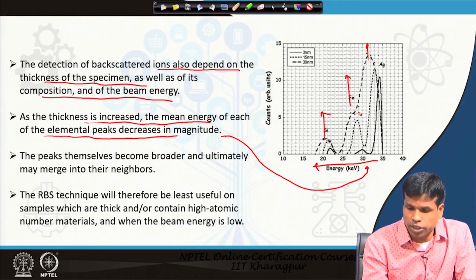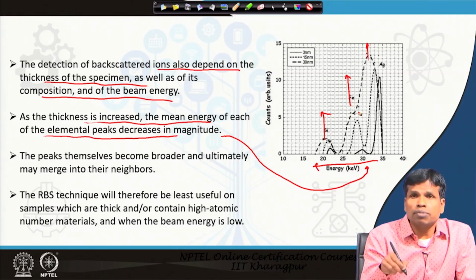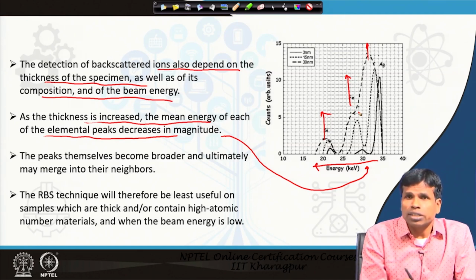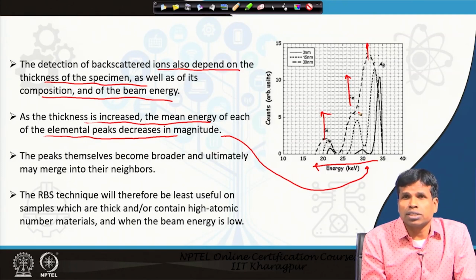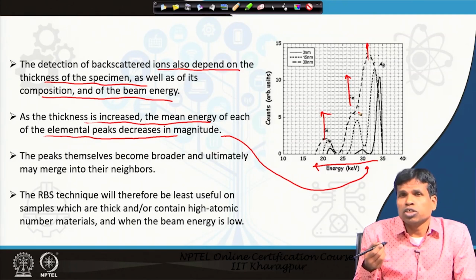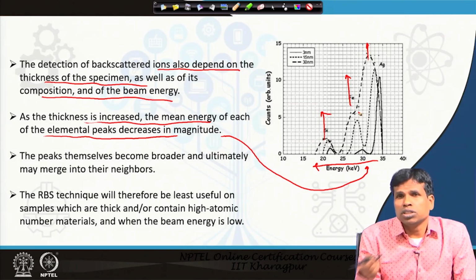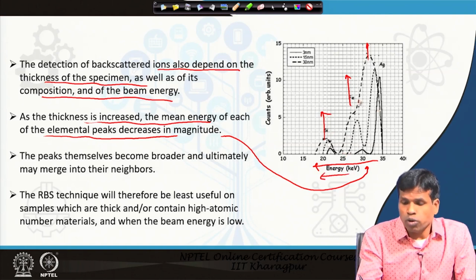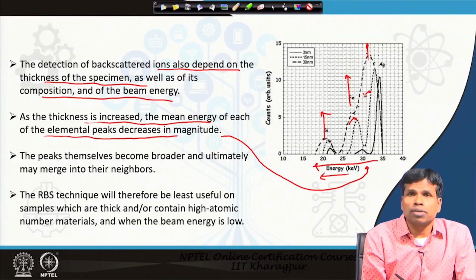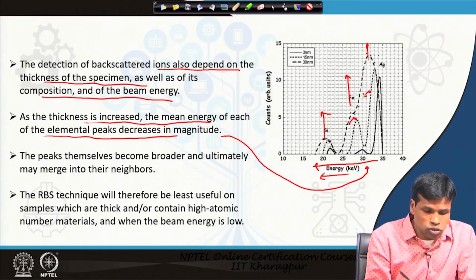For example, this is a 30 nanometer thick sample. Once the ion beam penetrates into a thicker sample, it keeps on interacting with the specimen and losing its energy, and the backscattered ions which come out of the specimen lose their energy to a great extent. Therefore, the mean energy decreases with increasing thickness. And second, the peaks become broad. Once they become broad, they are not easily distinguishable and quantification cannot be done. So, this is again not a suitable technique.